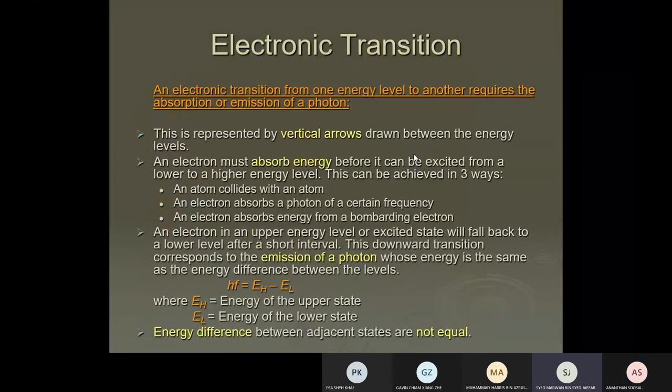So this is the story I told you just now. Electronic transition from one energy level to another requires absorption or emission of a photon. Vertical arrows are drawn between the energy levels. When the electron goes up, it absorbs energy. When it comes down, it emits a photon. The energy of that photon equals the high energy minus the low energy. The energy difference between adjacent states is not equal. N1 to N2 is not the same as N2 to N3. N2 to N3 is a smaller energy. The bigger the number n, the energy difference is even smaller.